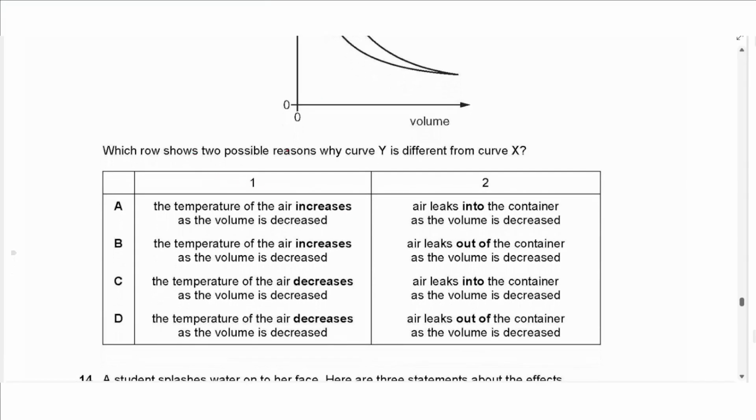Which row shows two possible reasons why curve Y is different from curve X? So we have here the temperature of the air increases. That would increase the pressure, not decrease the pressure. So increases is wrong. The temperature decreases, yes. Air leaks into the container. That would also increase the pressure, not into. It would be out of the container. So the correct choice is D.